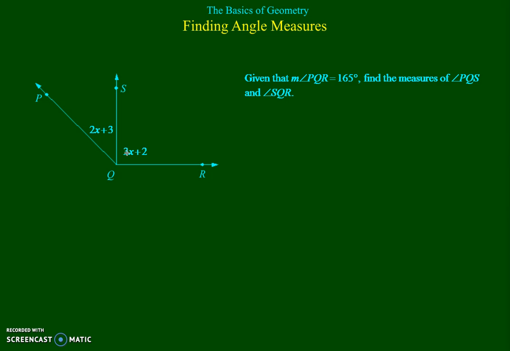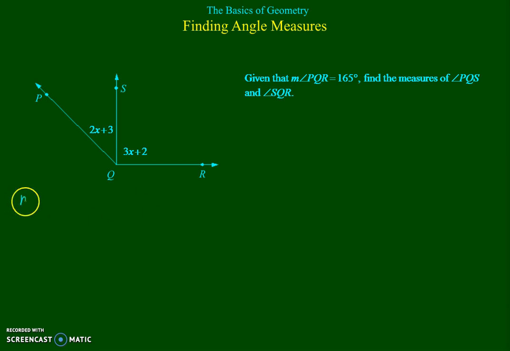Never ever trust the picture. That's rule number 1 in geometry. Never trust the picture, only trust the information given in the picture. So the only thing that we know that's true is the angle addition postulate, that the measure of angle PQR is equal to the measure of PQS plus SQR. So that's what we're going to write to start off our problem.